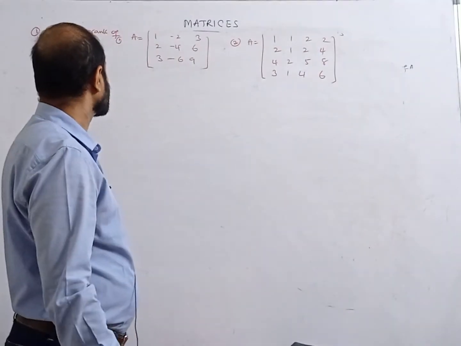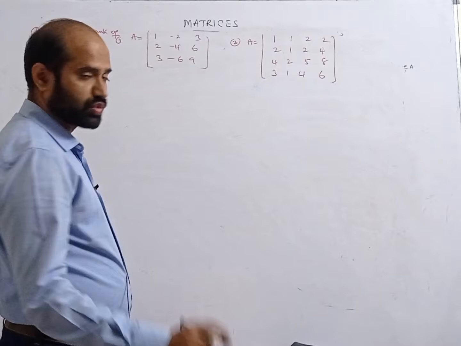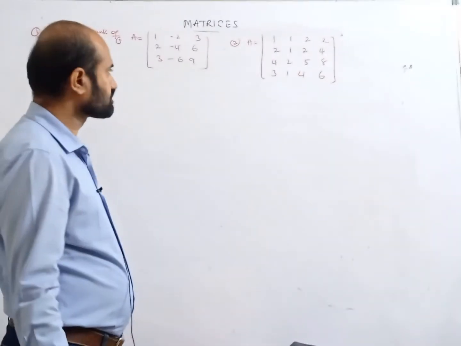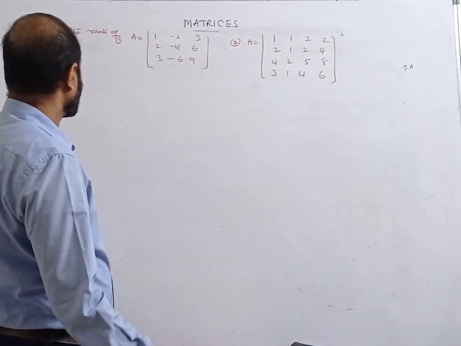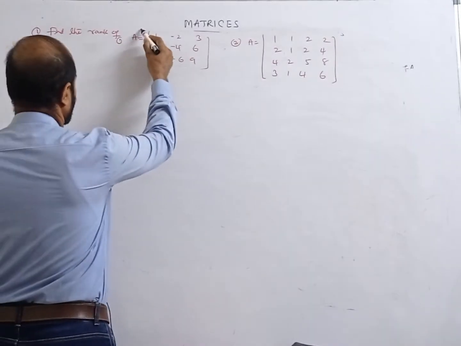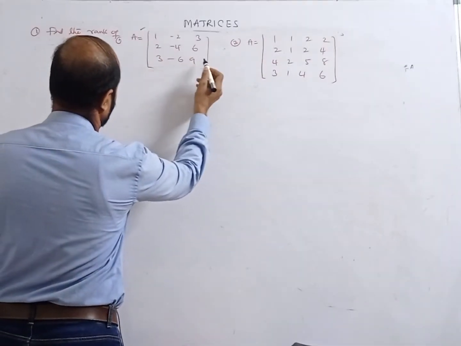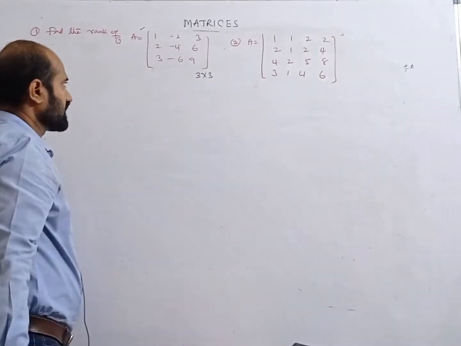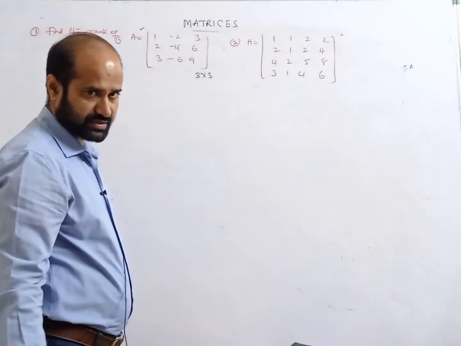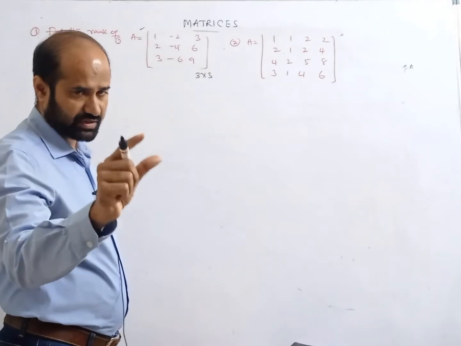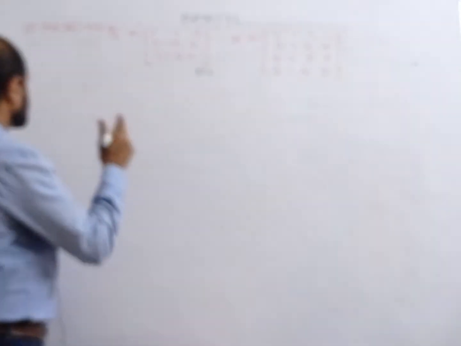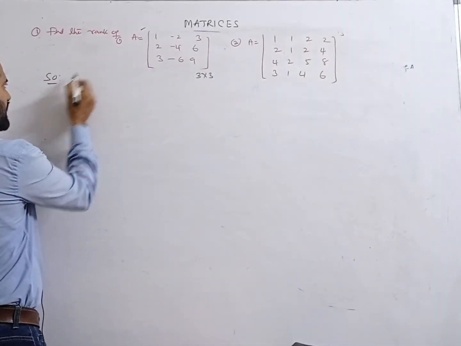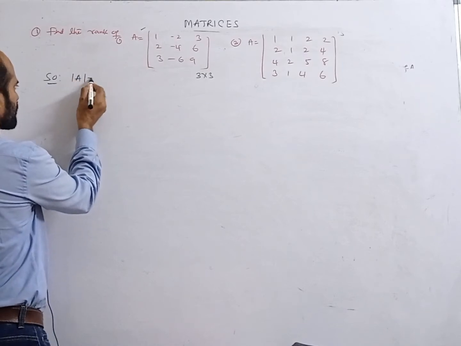Today we are going to discuss how to find a rank. First of all, let us take one problem. A equals [1, -2, 3; 2, -4, 6; 3, -6, 9]. This is a 3 by 3 matrix. Find the rank of this 3 by 3 matrix. To find the rank, first of all, we will find the determinant of A.